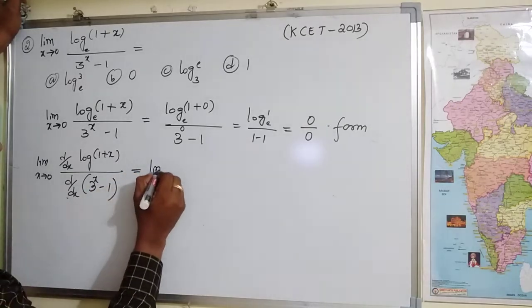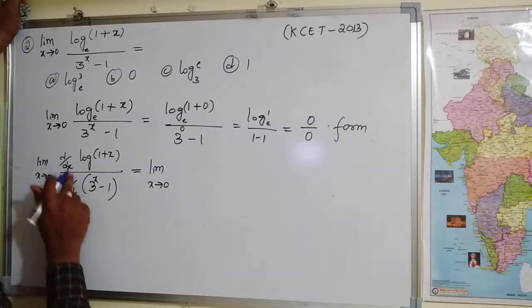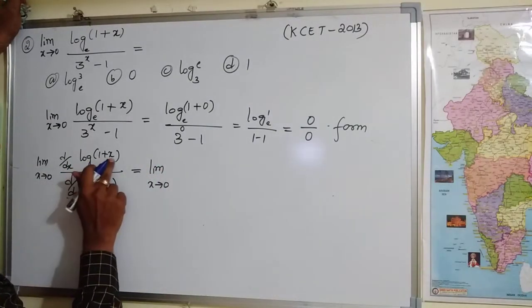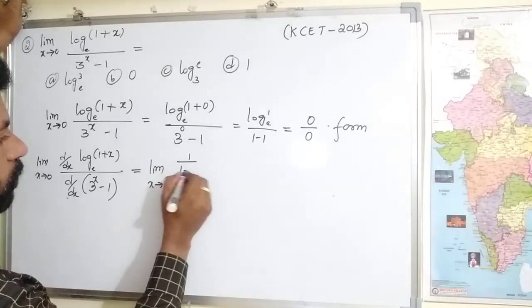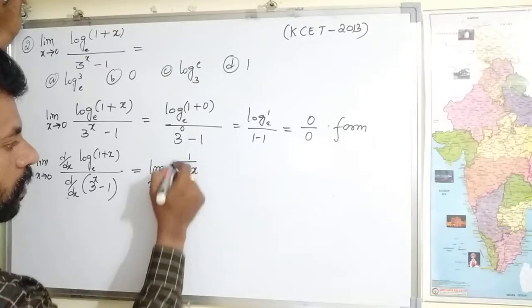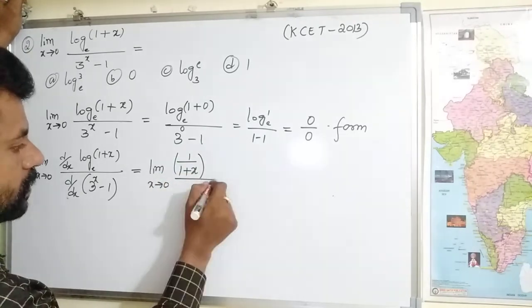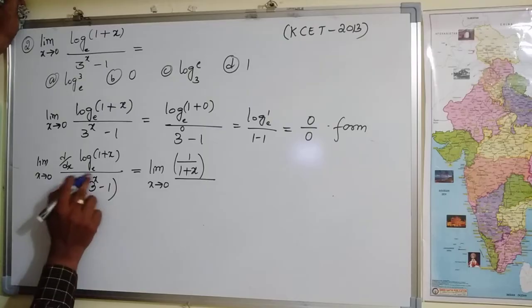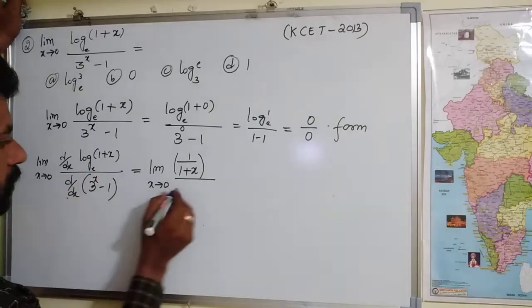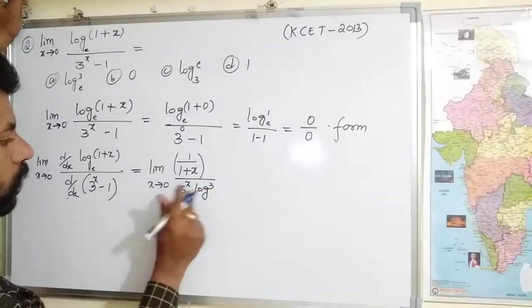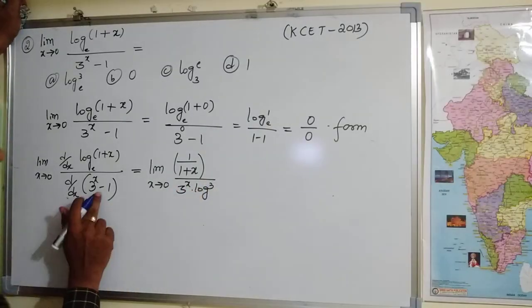Equal to limit x tends to 0. Derivative of log is 1 divided by x form. Now here we have 1 plus x, so 1 divided by 1 plus x into derivative of 1 plus x, which is 1 (derivative of 1 is 0, of x is 1). We get the same result, 1 by 1 plus x, divided by the derivative of 3 to the power x minus 1. Using the derivative of a to the power x, 3 to the power x gives 3 to the power x into log 3 into derivative of x, which is 1, and the constant term 1 has derivative 0.